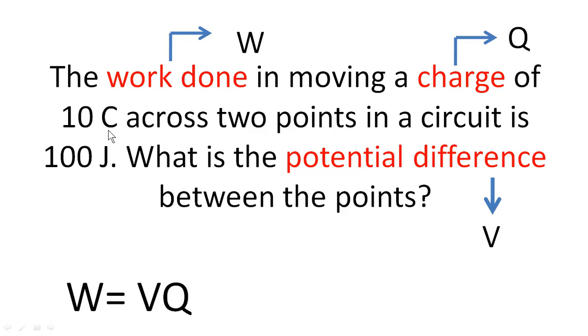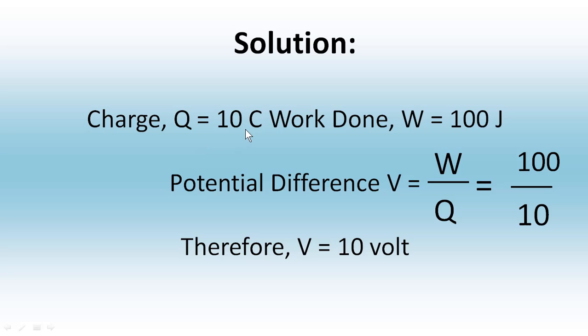And here it is C, so you should not confuse that. The work done is given in joule, and the unit for charge is coulomb, C. So you have to take separately the letters and the related numbers given according to the letters. Work done W is equal to 100 joule and Q is equal to 10 coulomb. Now we are going to find out the value of V as follows. Here given Q is equal to 10 coulomb and work done 100 joule.